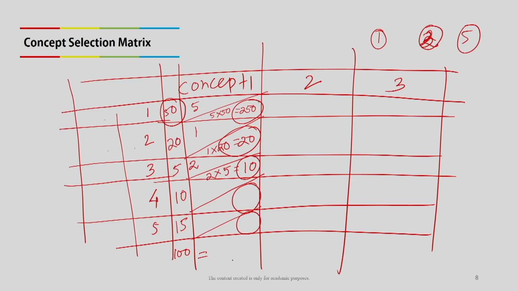Let us sum up these numbers. You will have a number, right? For concept 2 also you will have a number, and for concept 3 you will have a number. Now, compare N1, N2 and N3, which one is more? Among N1, N2 and N3, the highest number will be selected in this matrix.